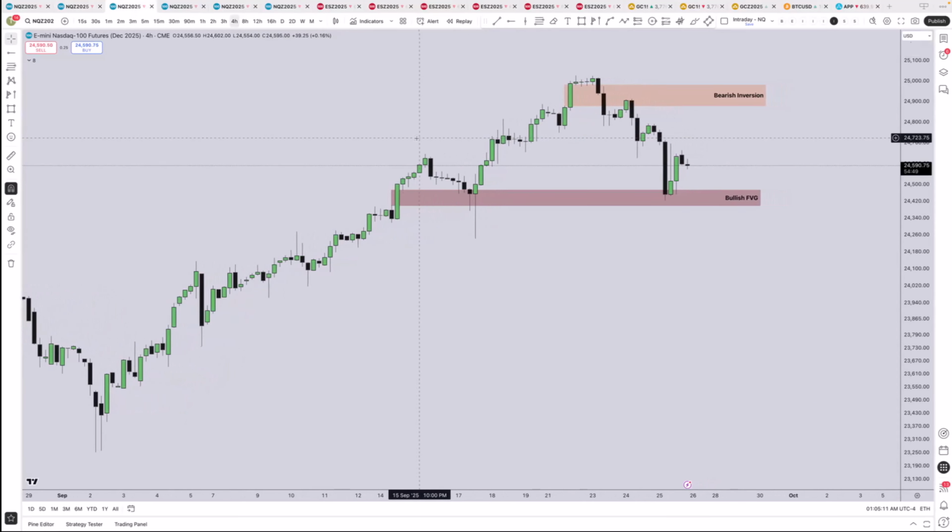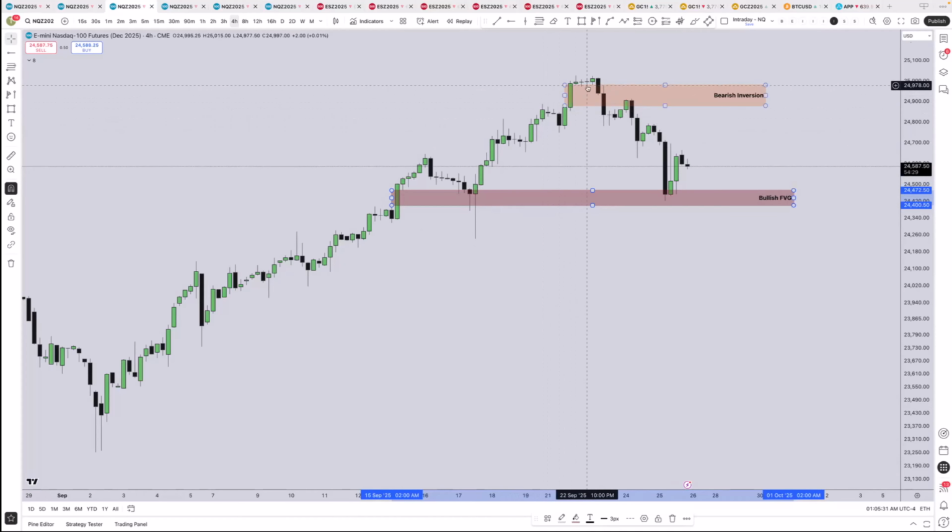Now, if you look at the 4-hour, here is an interesting bullish FVG that I have marked. This is the 15 September, 6 a.m. candle that made this move. And if you look at this FVG, it held here, and this is what actually pushed the price to make the all-time high. And here we are again, and it's again working as a support.